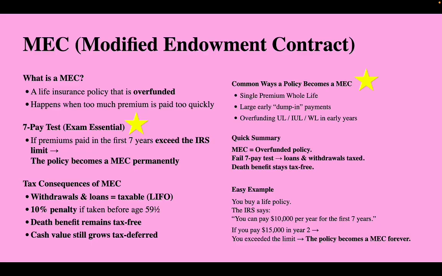If the owner is under age 59 and a half, there's also a 10% penalty, similar to early withdrawals from a retirement account. However, 2 things do not change. The death benefit is still tax-free, and the cash value continues to grow tax-deferred.